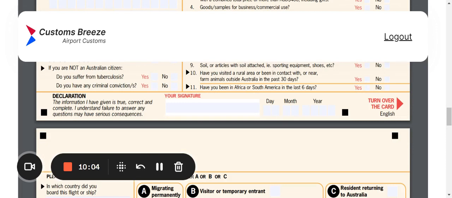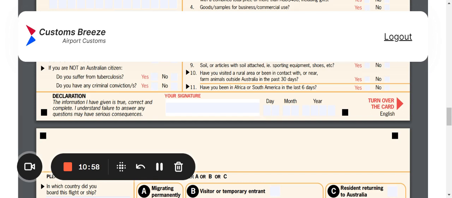Now we're getting to number 10 and 11. These are important to pay attention to. So number 10 is asking, have you visited a rural area or been in contact with or near farm animals outside Australia in the past 30 days? This is important because basically what they're asking you is if there's an outbreak of any kind, some kind of sickness, bird flu, this, that, or the other, whatever it may be, they want to know the point of origin. They want to know where you've been, what you've been touching, what you've been around, just in case something like that happens. It may be something that's benign, or it may be something that's really serious. But if something happens, it makes it easier for them to figure out things. So make sure you write that section in, yes or no.